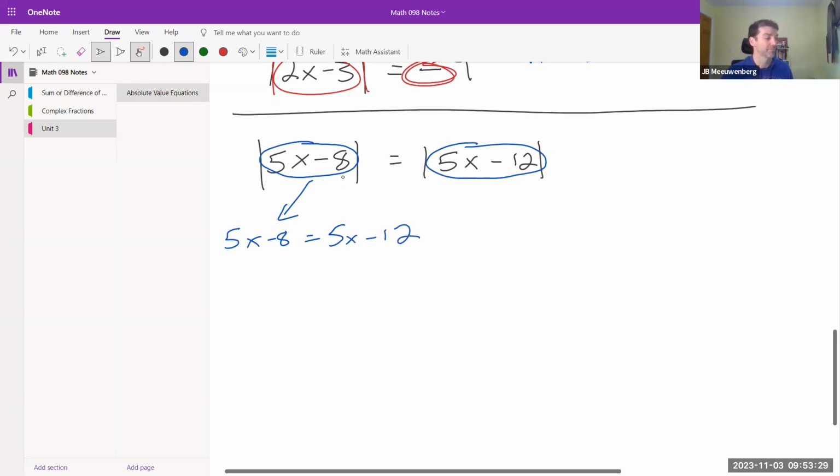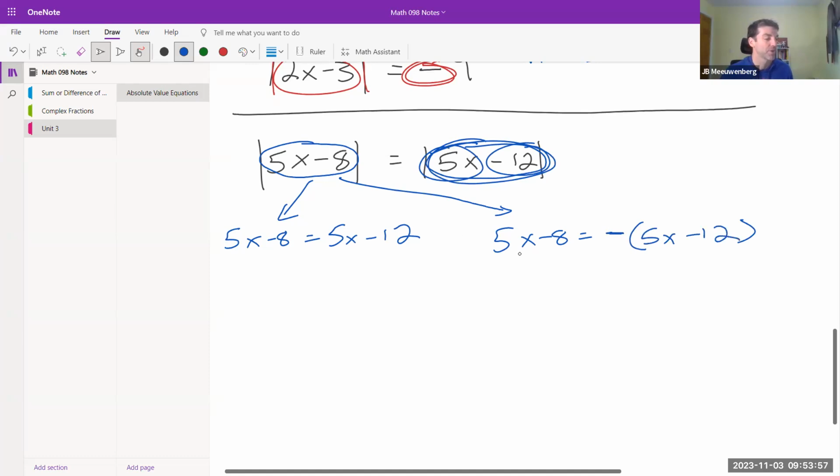Another possibility would be if 5x minus 8 equals the opposite of this. Kind of like we had to make it negative, we're going to do the same thing here, but it's an expression that has two terms. So we have to change the signs of both of the terms. The best way to do it is to say negative, the opposite of, and then put the entire expression in parentheses. So it's the same two equations, but one we're just going to take the opposite of. Let's see what happens here.